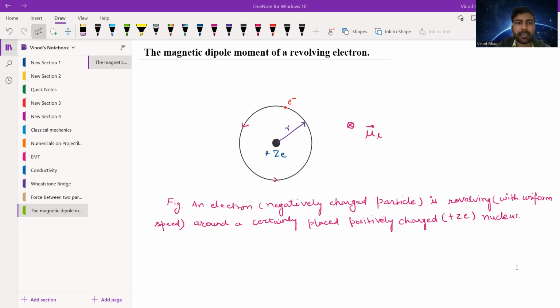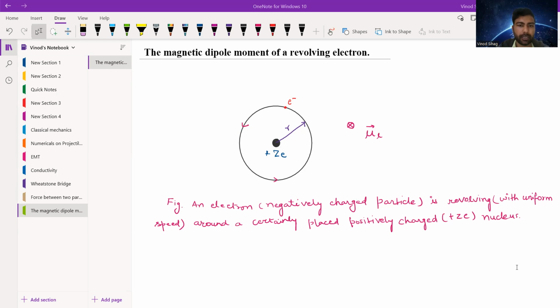So today we will study the magnetic dipole moment of a revolving electron. You might have heard about the Bohr model in quantum mechanics, or we can say in modern physics. So this topic is related to that. As per the Bohr model, we know that the electrons revolve around a certain nucleus.